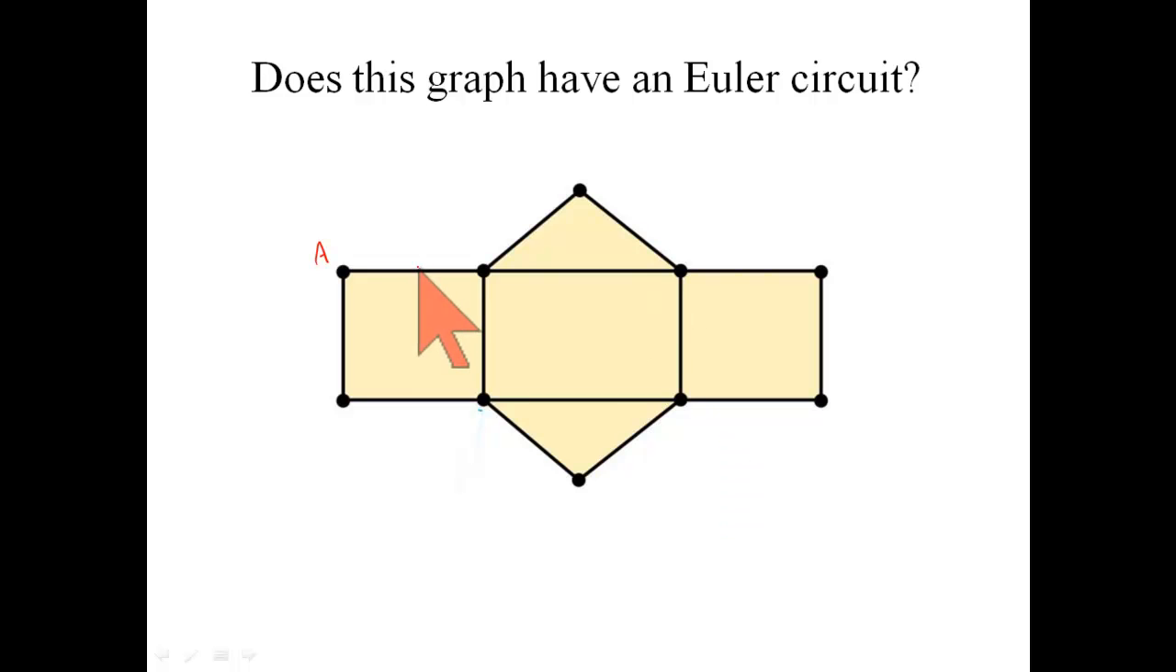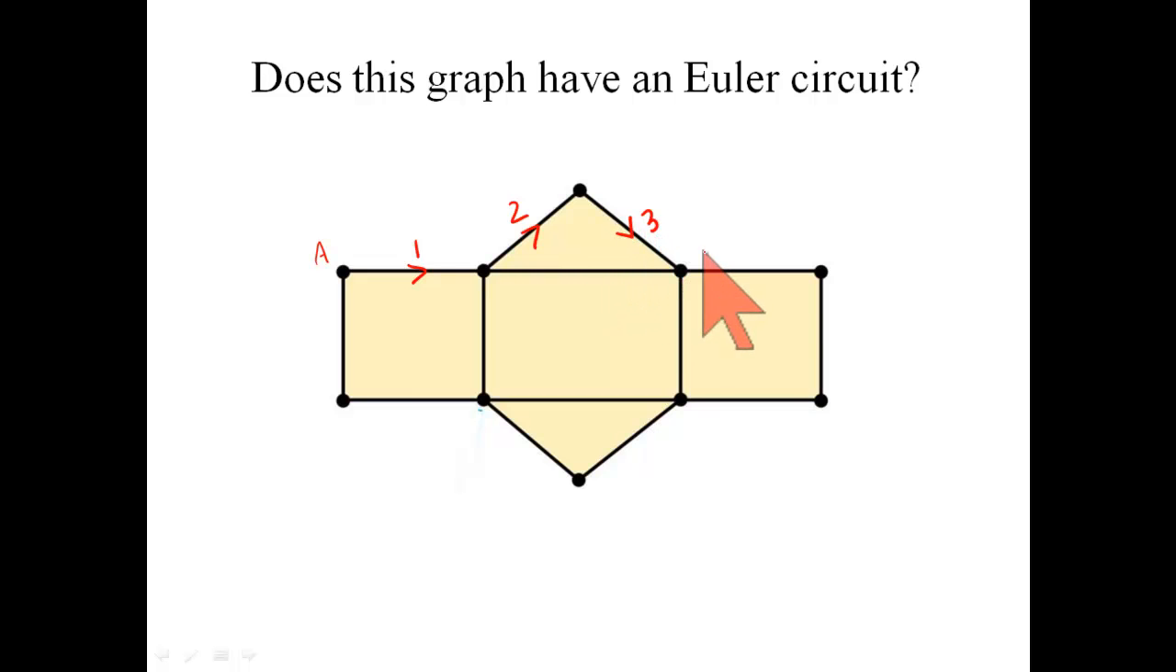Well, let's just try. How about if I go here first, and then perhaps here? Is that the only thing that you could do? No. Most of these problems have more than one solution, and some of them may not have a solution at all, and that's this question: does the graph have an Euler circuit at all?